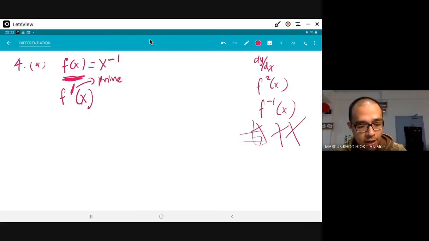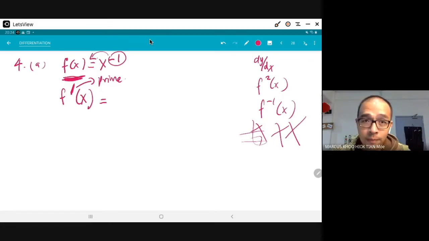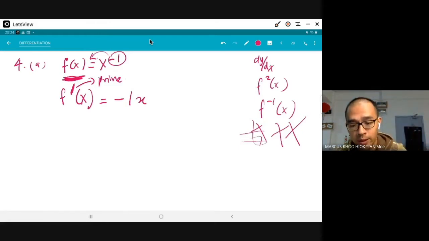Okay, bring the power to the front. So the power is -1. We bring it to the front, we get -1 in front. Then x. The power must always minus 1. Doesn't matter whether it's a negative number or a positive number, the power always minus 1. So if the power is -1, then you minus 1 some more, you will get -2.